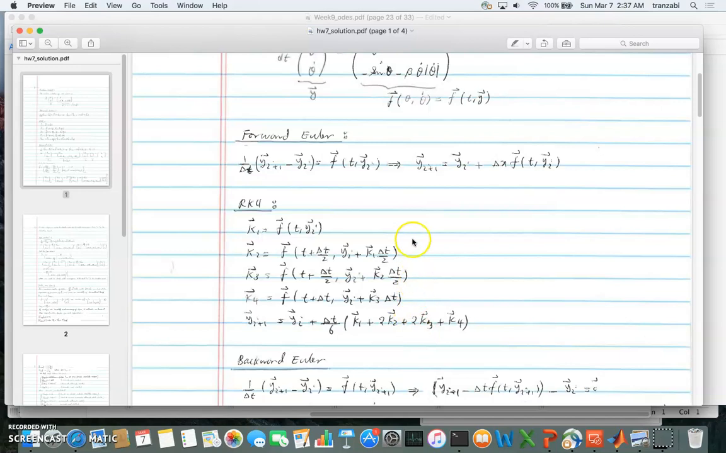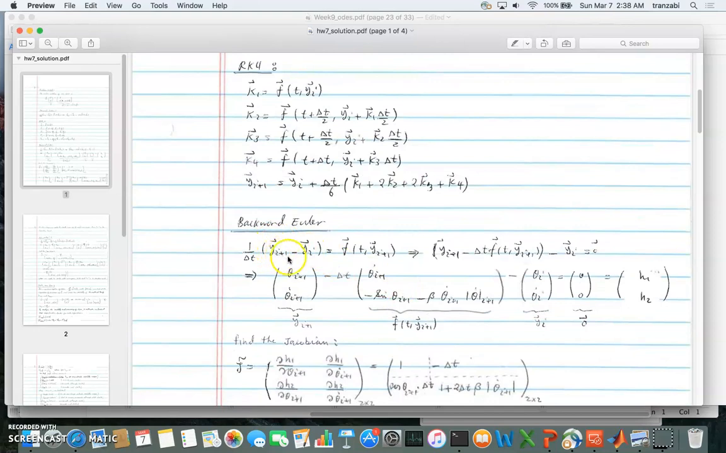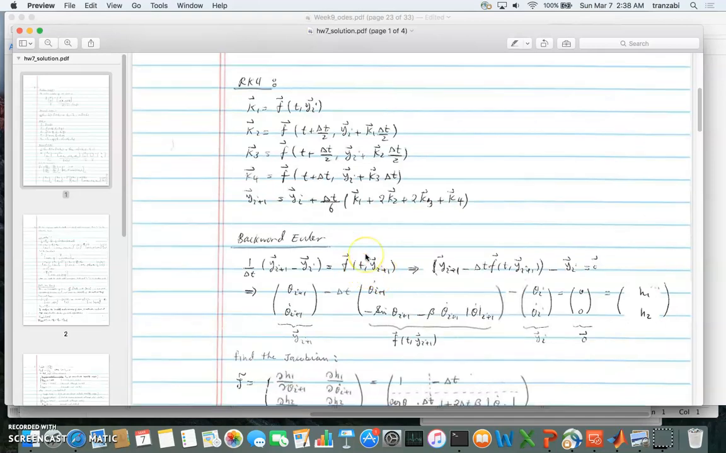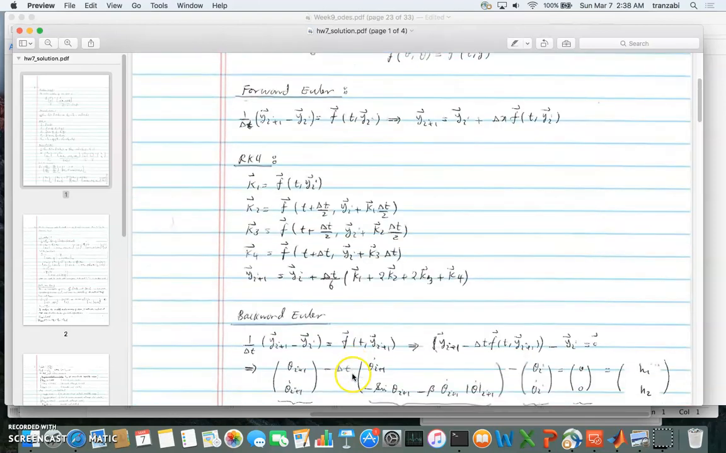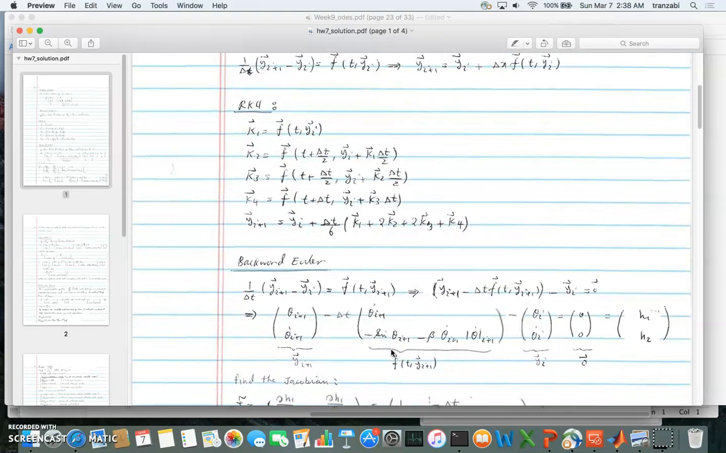Now, backward Euler is a little bit more involved, because in backward Euler, although the left side is y i plus 1 minus y i, the right side is actually f of t and y i plus 1. So we're going to plug in f in here, in terms of y i plus 1, and at the end of the day we get y i plus 1 from the left side minus delta t times f from the right side, which is now brought to the left side, and then minus y i equal to 0. Now this is an implicit equation we have to solve for y i plus 1.